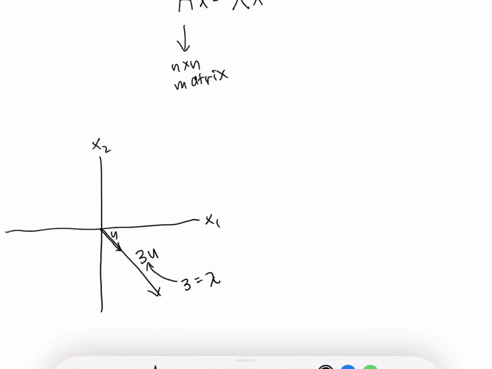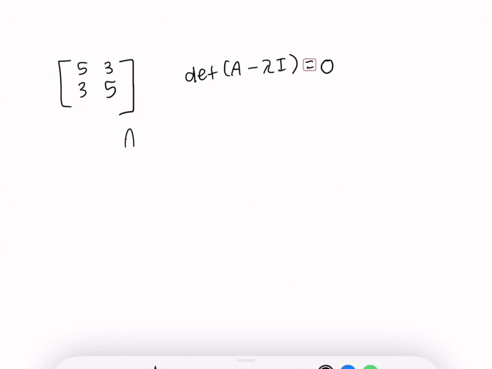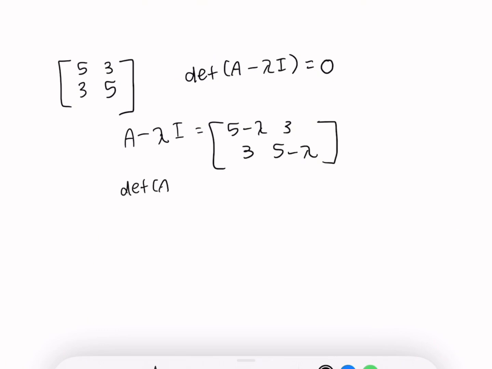Now we can review how to solve for basic eigenvalues. When you have a matrix and you want to find its eigenvalues, for example, if we have the matrix 5, 3, 3, 5, to find the eigenvalues, we have to set the determinant of A minus lambda times the identity matrix equal to 0. So A minus lambda I in this case would just be 5 minus lambda, 3, 3, and 5 minus lambda. And the determinant of this would just be AD minus BC, so (5 minus lambda) squared minus 3 times 3, which is 9, and we can set it equal to 0.